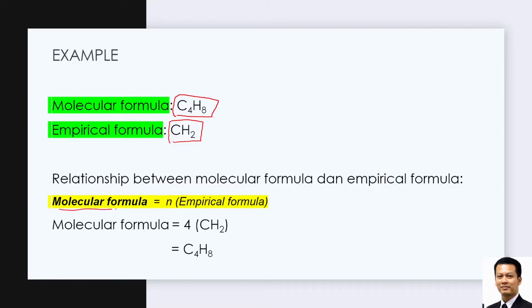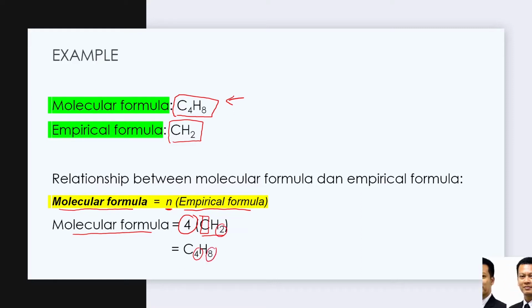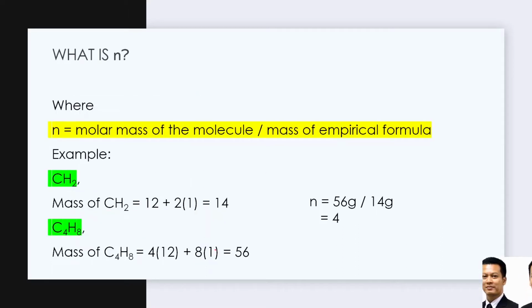So the molecular formula, we can relate with the empirical formula by looking at N times the empirical formula. For example, the molecular formula that we get here, C4H8, is actually N, which is 4 here, multiplied by CH2. 4 times C, 4 times 1, C is 1 here, so it becomes 4. 4 times 2, H, so it will get 8. So C4H8. But what is N?